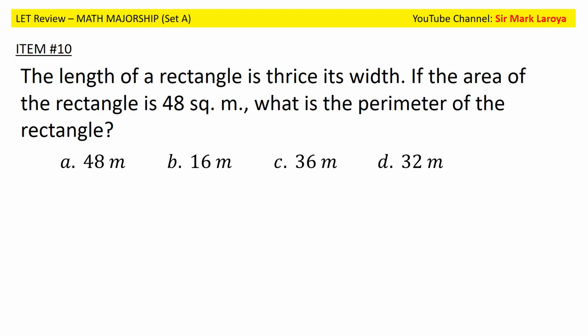Item number 10. The length of a rectangle is thrice its width. If the area of the rectangle is 48 square meters, what is the perimeter of the rectangle? A, 48 meters, B, 16 meters, C, 36 meters, or D, 32 meters.